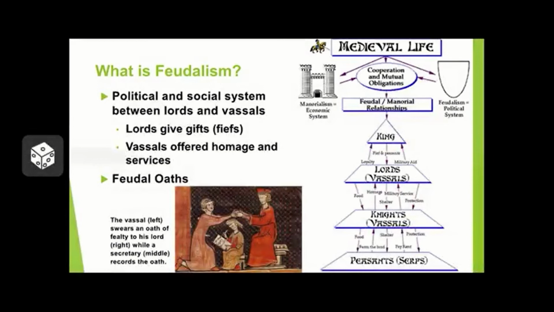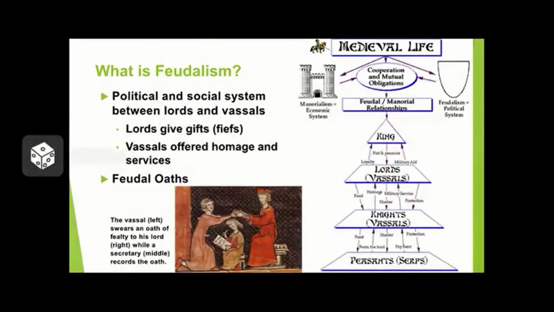Now, in this class, what do we mean when we say feudalism? Well, the definition that we're going to use is a political and social system between lords and vassals. And the relationship between lords and vassals should call to mind some of the earlier relationships that we've been studying in class, because feudalism has a lot of similarities to the patron-client system from the time period of the Romans, and also the relationship between a king and his war band in the early Middle Ages. So just like those systems, you have two parties.